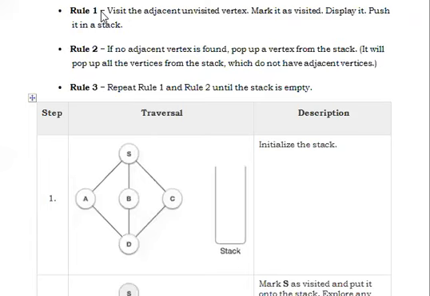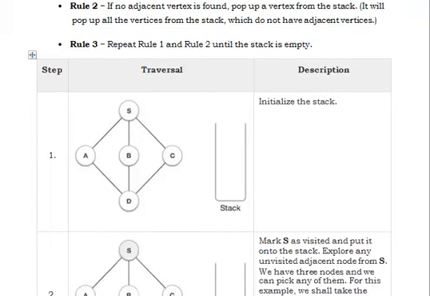There are three rules to follow in this algorithm. First one is visit the adjacent unvisited vertex, mark it as visited, display it and push it into the stack. Then second rule, if no adjacent vertex is found, pop a vertex from the stack. Then third rule is repeat the first rule and second rule until the stack is empty. These are the pseudocode or algorithm for the depth first search algorithm.